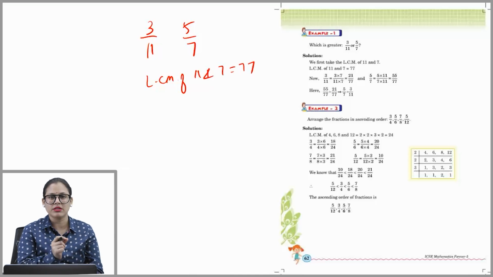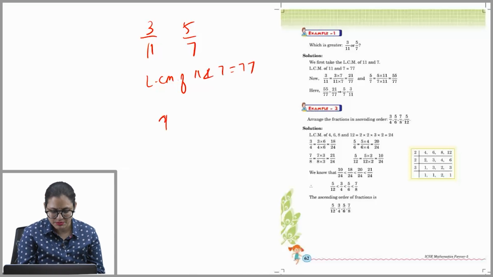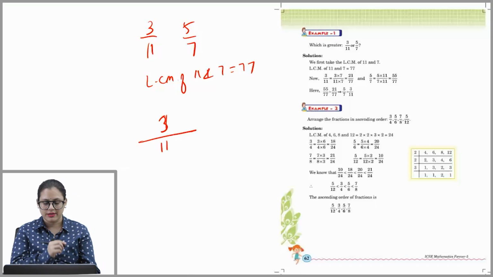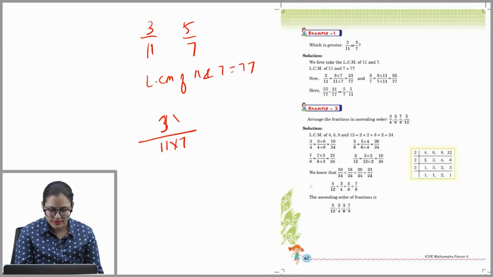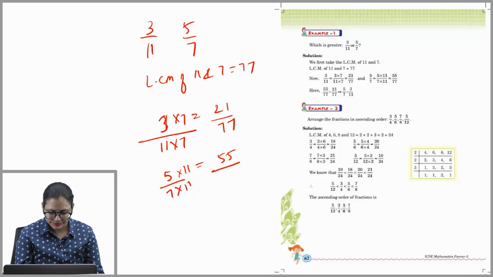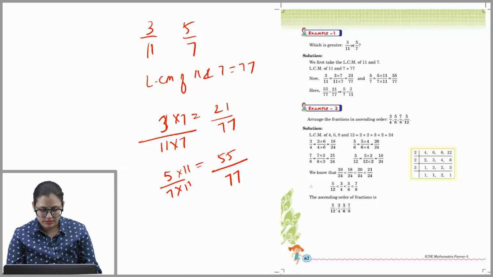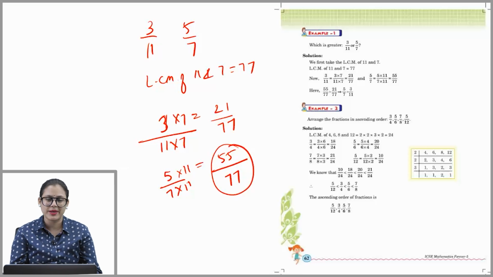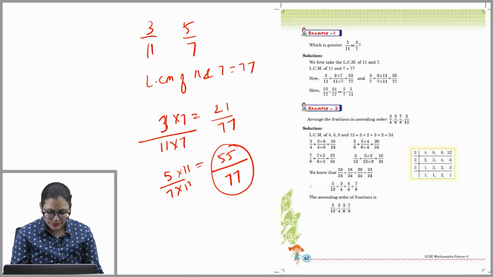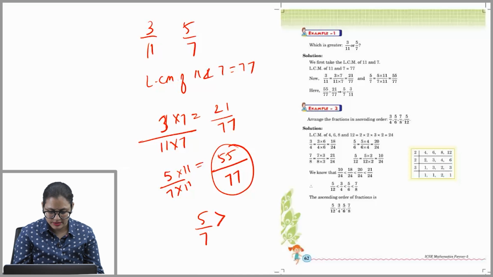Now, let's make the denominator 77. That is, let's make the denominators like. So you will multiply by 7 and 7. 21 by 77. Then 5 by 7 into 11, 11. 55 by 77. Now, which one is greater? Clearly 55 by 77 is greater. That means 5 by 7 is greater than 3 by 11. Okay.